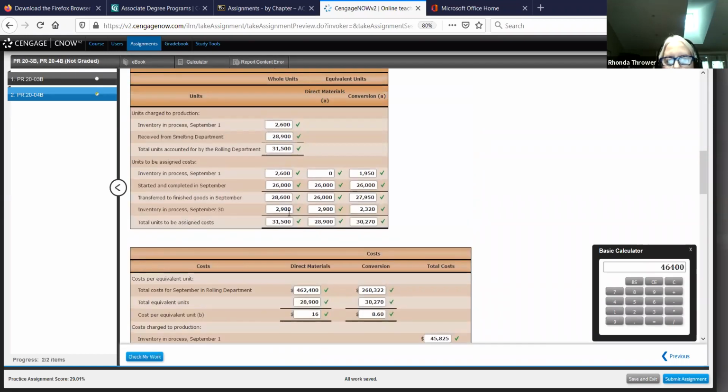So we're at ending inventory. There were 2,900 whole units, but we converted only 2,320 of those units. So 2,320 are the number of units that we have completed with respect to conversion. This 2,320 units has to be multiplied by $8.60 to get the cost.